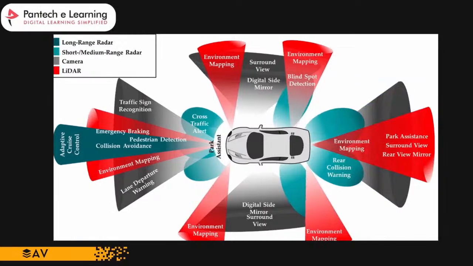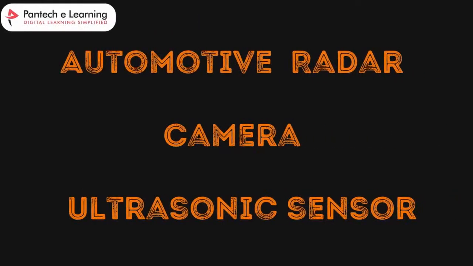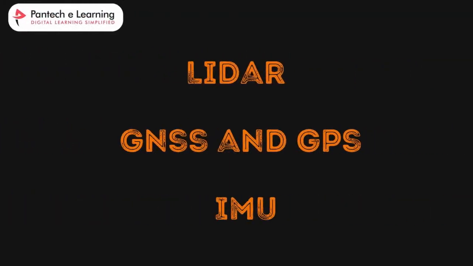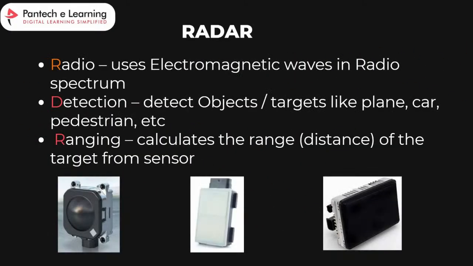Let's talk about the sensors. What are all the sensors we use for an autonomous vehicle? First one, automotive radar, camera and ultrasonic sensor. Next, lidar, and then GNSS, GPS and IMU. So let's see them one by one.